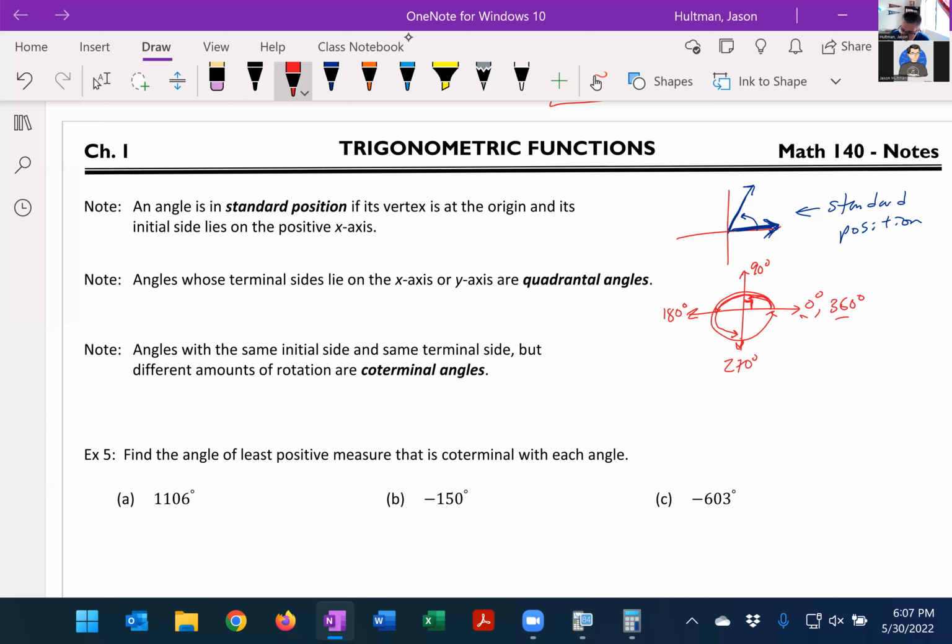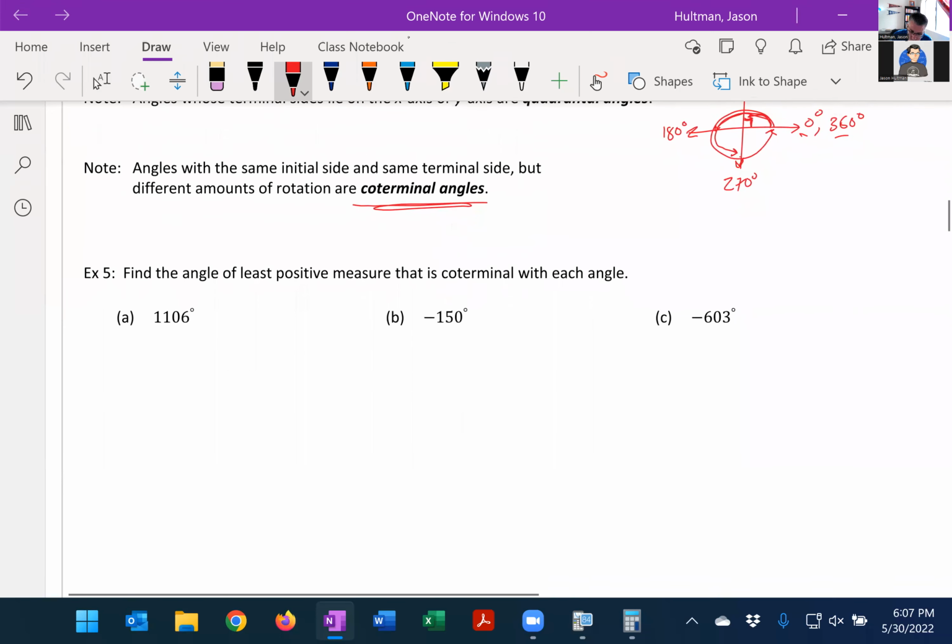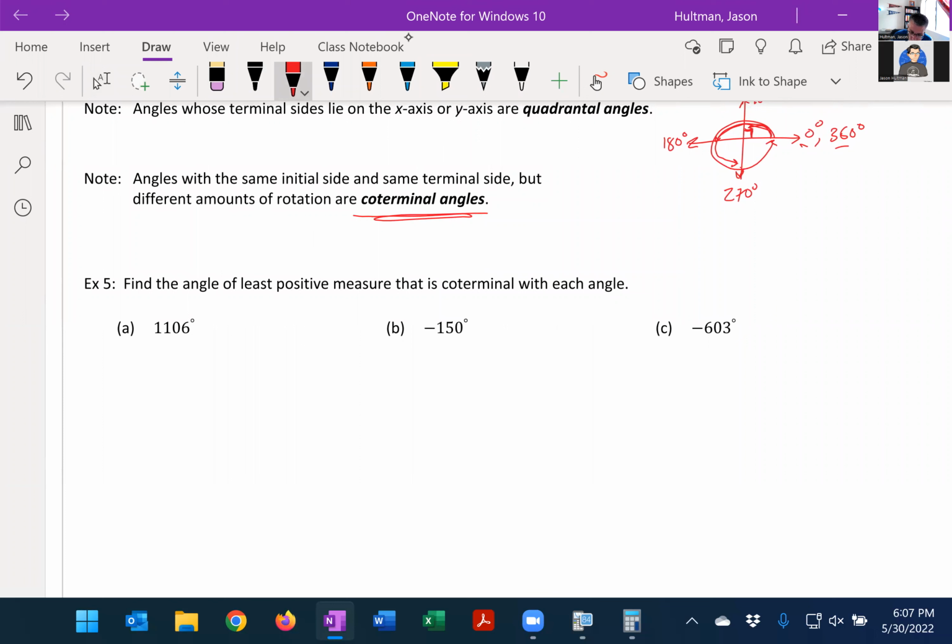And they're called coterminal angles. It says angles with the same initial side and terminal side, basically they end up at the same spot but with different amounts of rotation, are called coterminal angles. We're going to look at some coterminal angles here. We want to find the least positive coterminal angle, which is going to be an angle between 0 degrees and 360 degrees. So the smallest positive coterminal angle is going to be within that range, 0 to 360.